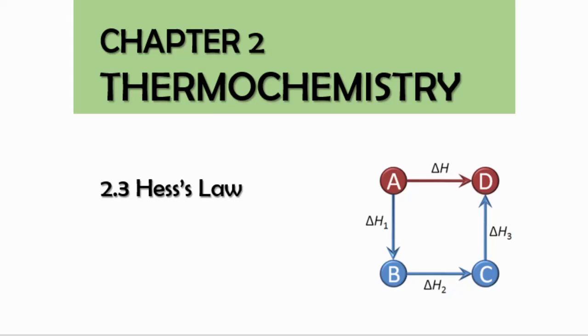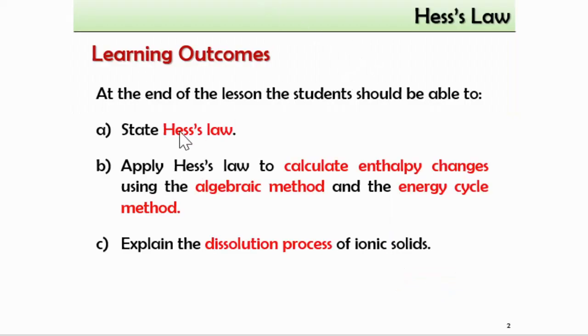This is the video for subtopic 2.3 and at the end of this lesson you should be able to state Hess's law and apply Hess's law to calculate the enthalpy changes. There are two methods, the first one is the algebraic method, and the second one is the energy cycle method. Next, explain the dissolution process for ionic solid.